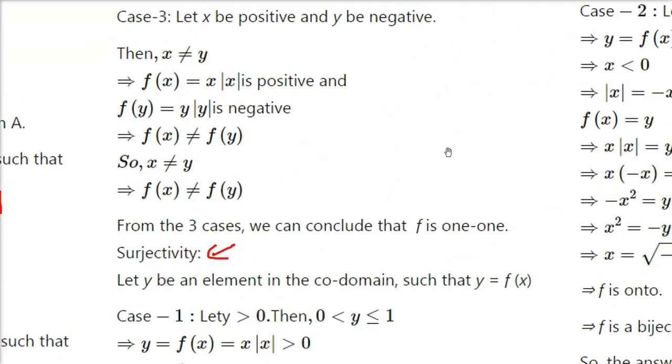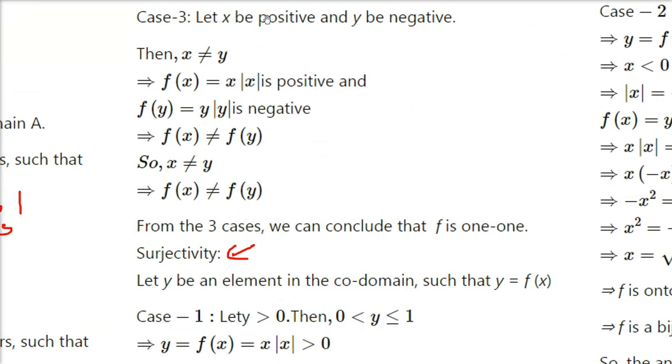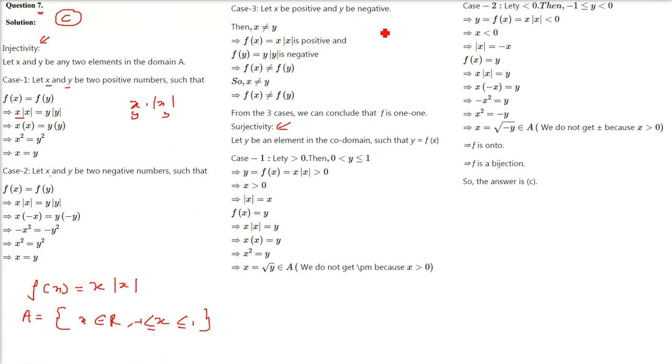Coming to the third one, one is positive, one is negative. We'll use the contradictory approach here. So x is positive and y is negative, that means x and y cannot be equal. For example, if you have 2 and the other is negative 2, they are the same in magnitude but the signs are different, so they are not the same. So x is positive, y is negative. The fourth case, y is positive and x is negative, we are taking into one case, case number 3. Same way we are going to deal with it. So we have x mod x, this is positive, because mod x is positive, so you get x into x. And for y, mod y is negative, so you get negative y.